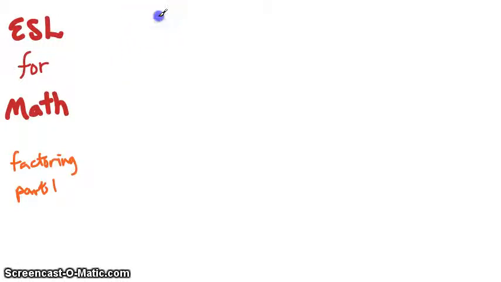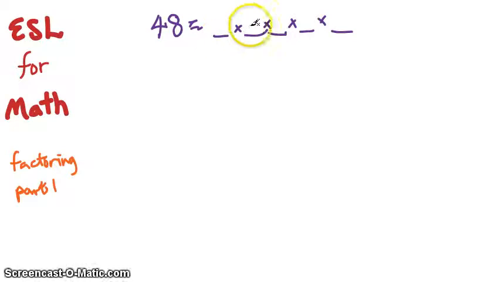Okay, so when we factor, we have a number, for example, the number 48, and we want to express that number as the product of several prime numbers. We don't know how many prime numbers there are going to be, but we're going to multiply those prime numbers together to get our final number. And our job is to figure out what those prime numbers are, what fills in the blank. So here's one way of doing it.